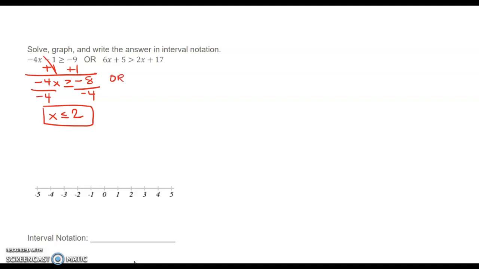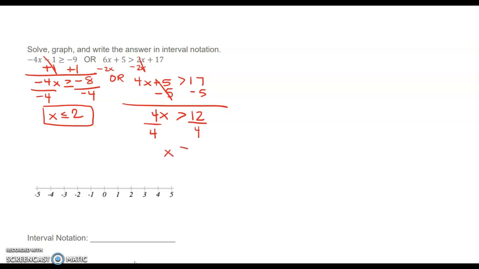Okay, for the other one, let's go ahead and subtract 2x first from both sides. So 6x minus 2x, we have now 4x plus 5 is greater than 17. We want to isolate that 4x, so minus 5 from both sides. We now have 4x is greater than 12. Divide by 4. So now I have x is greater than 3.